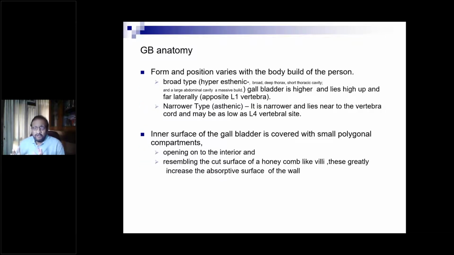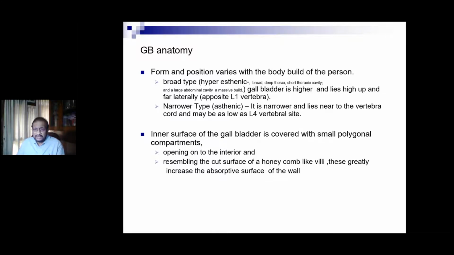Right now, the form and position vary with the body build of the patient. If you've got a broad body build, hypersthenic, the gallbladder lies high up and far laterally. Now, why do you need to know this? Especially in today's world, where you're doing a laparoscopic cholecystectomy, it helps you decide where to put your ports, within the mid-clavicular and the anterior axillary if you're using the anterior axillary port also.